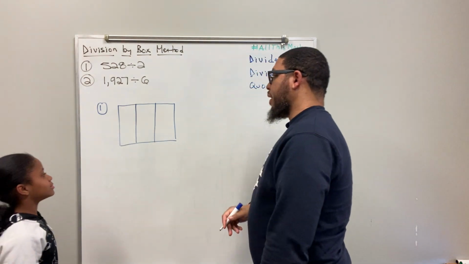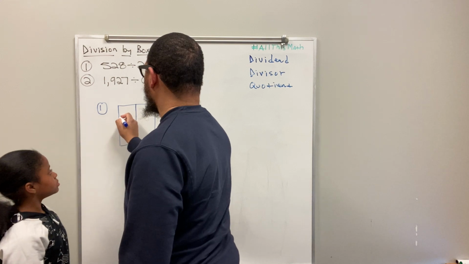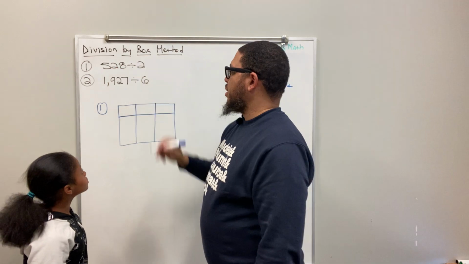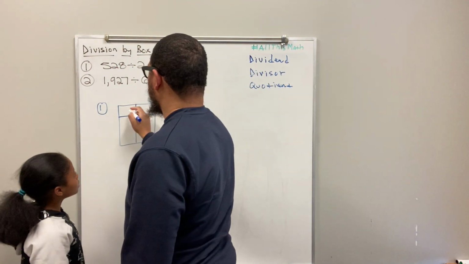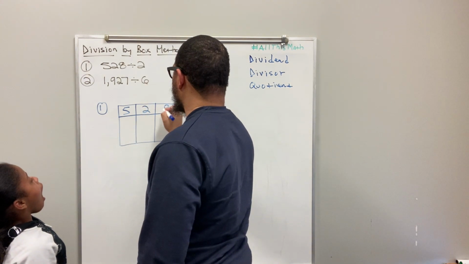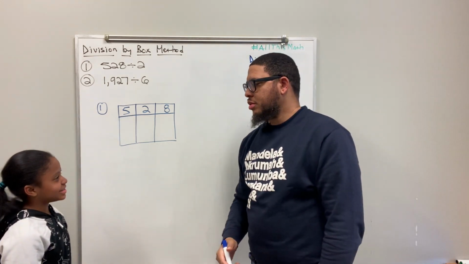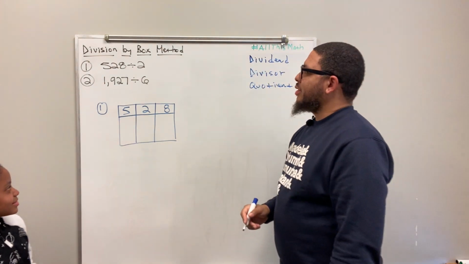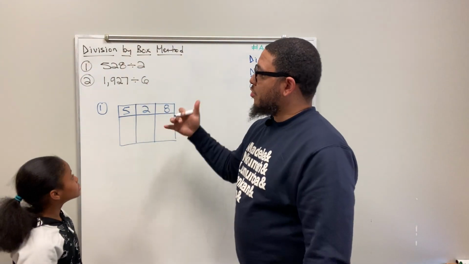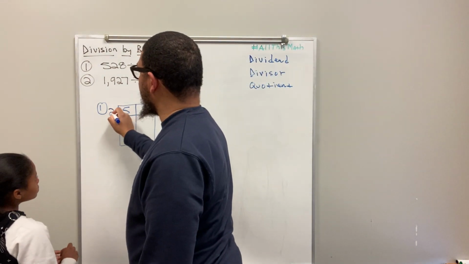Then we draw a horizontal line right here, and this is where we put the actual digits from the dividend. We put the 5 right here, the 2 right here, and the 8 right there. I did this in my school. With addition. Oh, all right, with addition. Now, where does the divisor go? The divisor is 2. The divisor goes outside of the box next to the row where the dividend is.